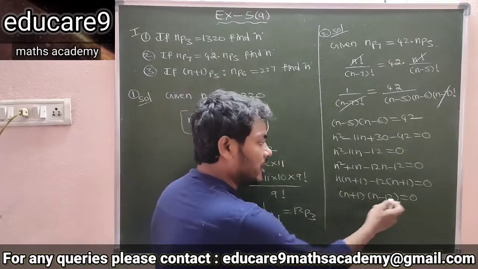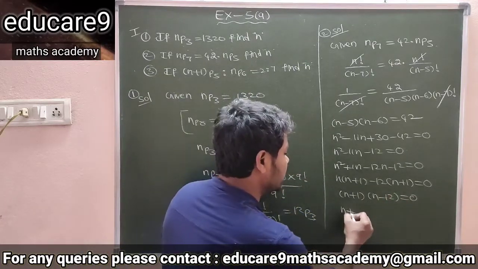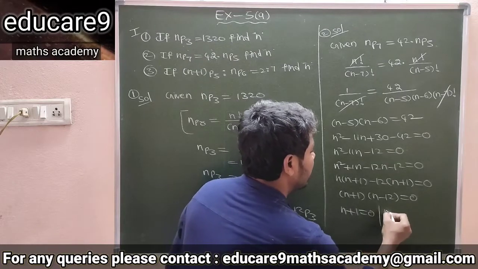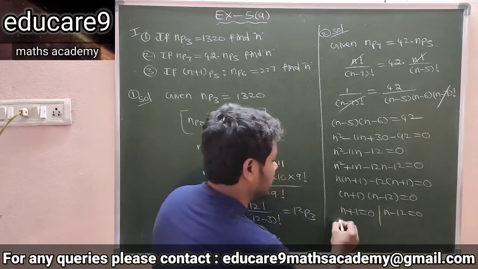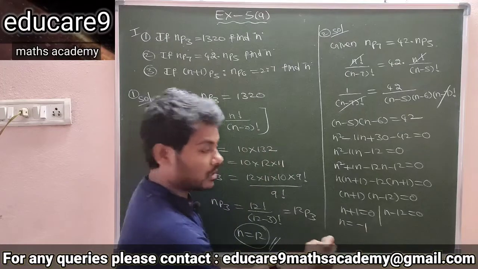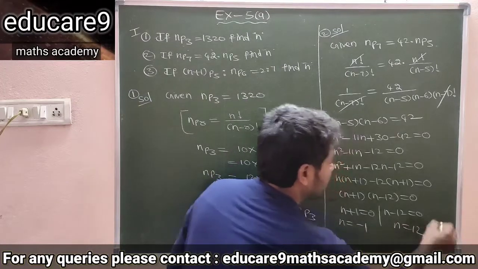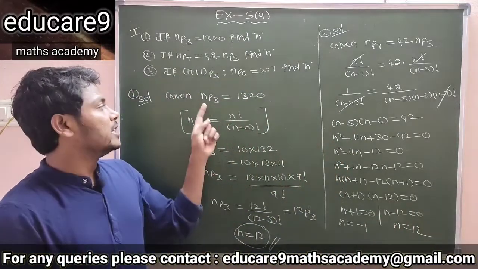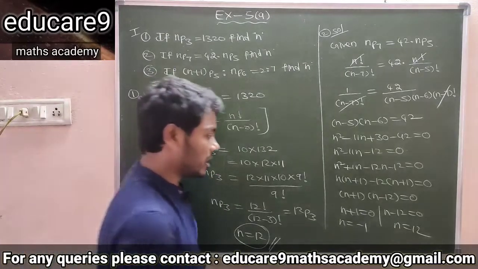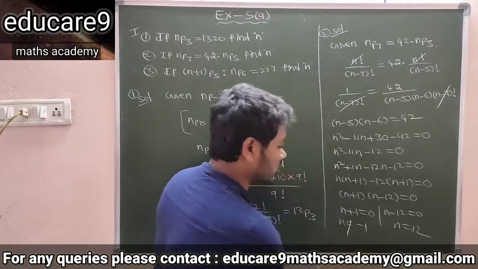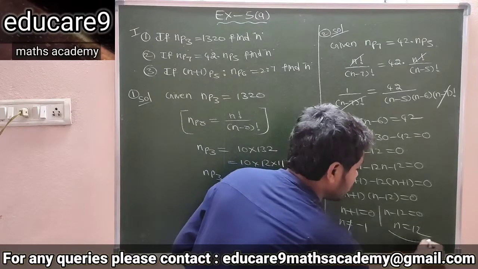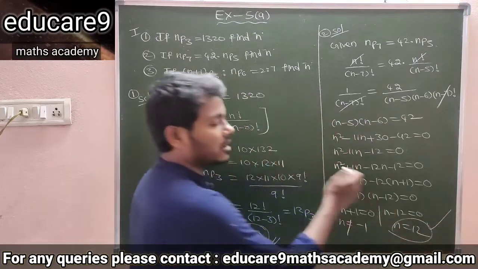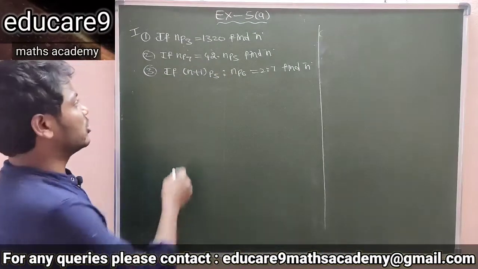See here, product of the terms equals 0. So one is n plus 1 is equal to 0, and the other is n minus 12 is equal to 0. Here n is equal to minus 1, and here n is equal to 12. But here n is a positive integer only, so clearly n is not equal to minus 1. So n is equal to 12. This is the required answer. See the third solution.